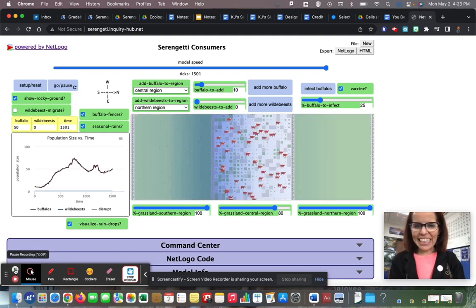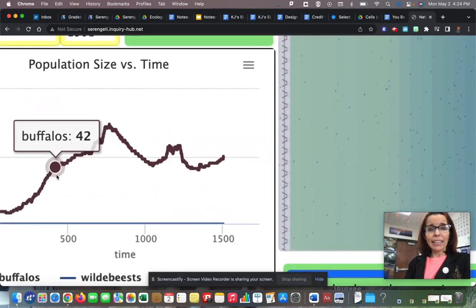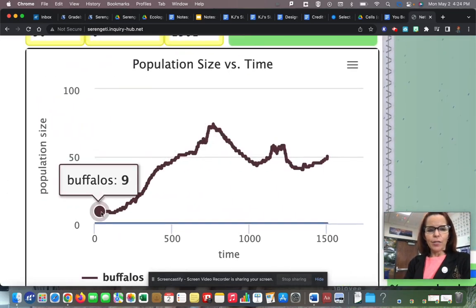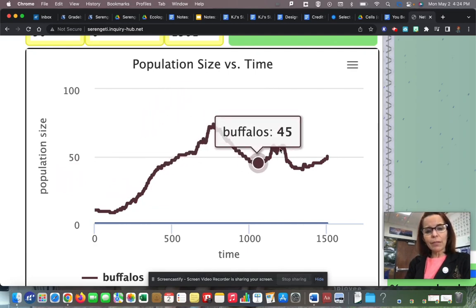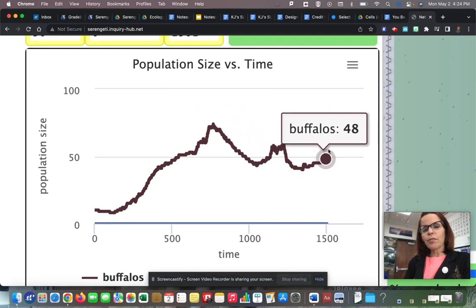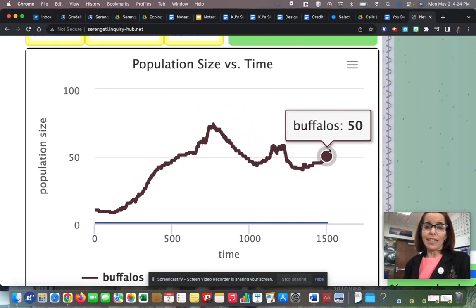All right, we're already to time 1500. This time we had seasonal rains passing across the simulation and allowing some of the grass to grow. Let's take a look at what impact that had on our carrying capacity. The population increased all the way up to 72, then it came down and fluctuated a little bit. So our final number here is 50. We started at 19, we went up to 27, and this time we're at 50.